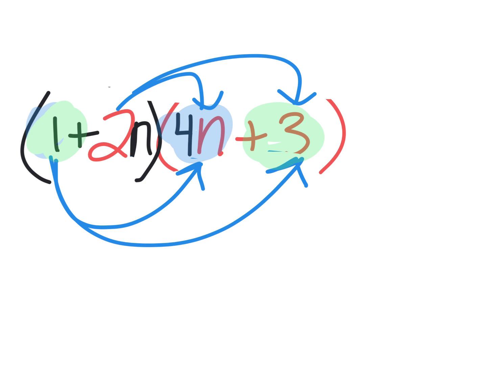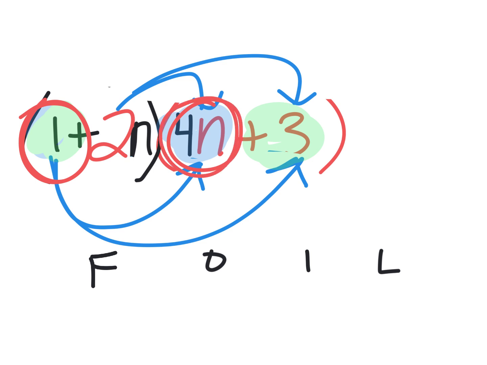I personally do like first, outside, inside, last. So I'm going to do it in that order. You can do it in a different order and it'd be fine, as long as you get the same answer at the end. Here's my firsts. That's a first and that's a first. And 1 times 4n is 4n. Now I'm going to put a little plus in front of it just to mark that it is positive.